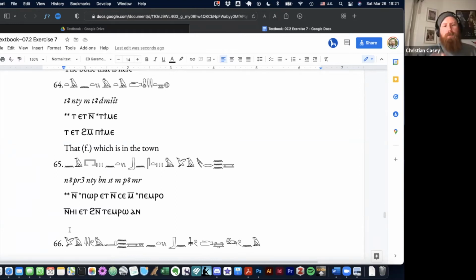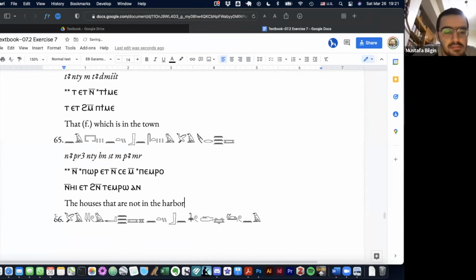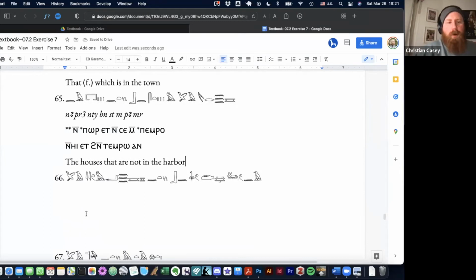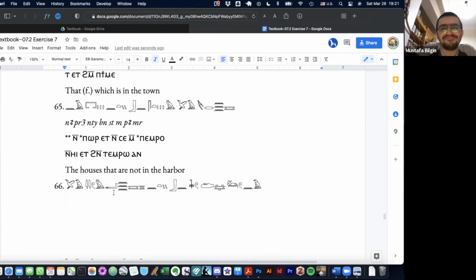What does it mean? The houses that are not in the harbor. Hopefully most of them. Unless something has gone terribly wrong.